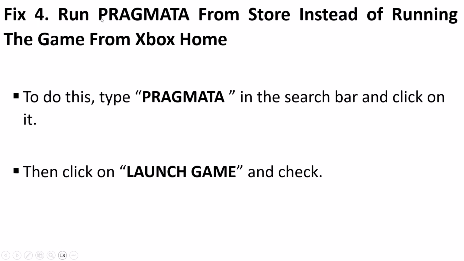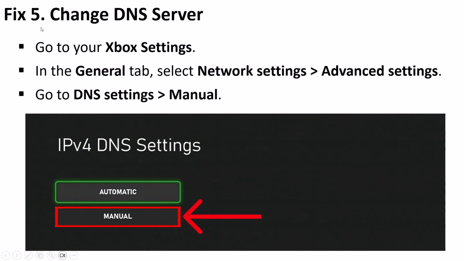Fix 4 is to run PRAGMATA from store instead of running the game from the Xbox home. To do this, type PRAGMATA in the search bar and click on it and then click on launch game and check.